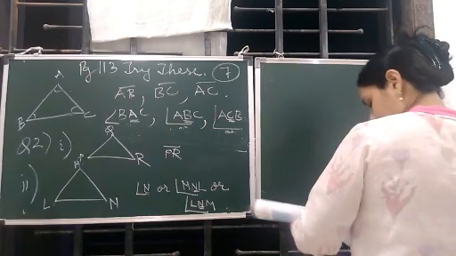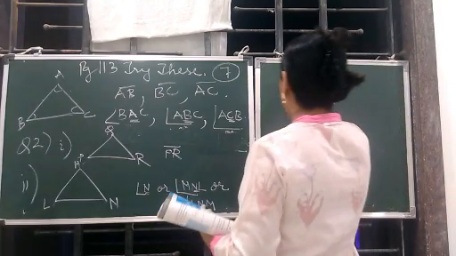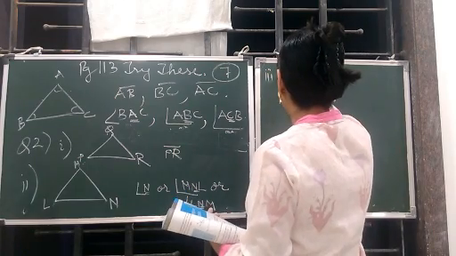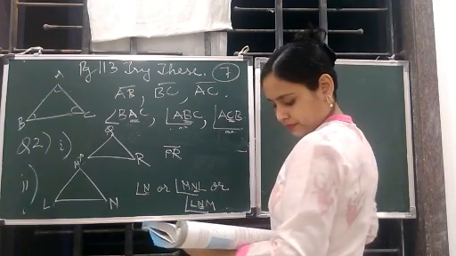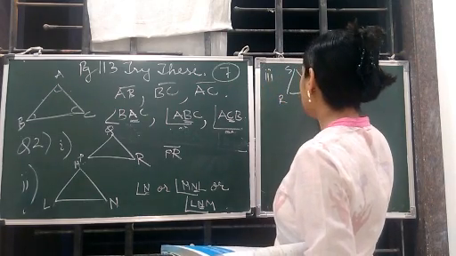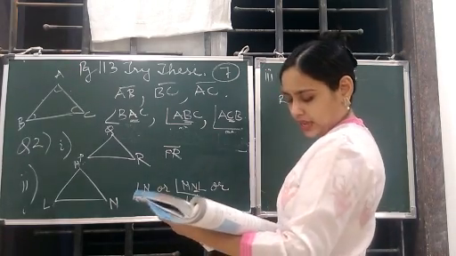Let's do the third one now. Vertex opposite to side RT of triangle RST. What is RT? This is RT. Vertex opposite to it is S. Okay, so the answer is S.